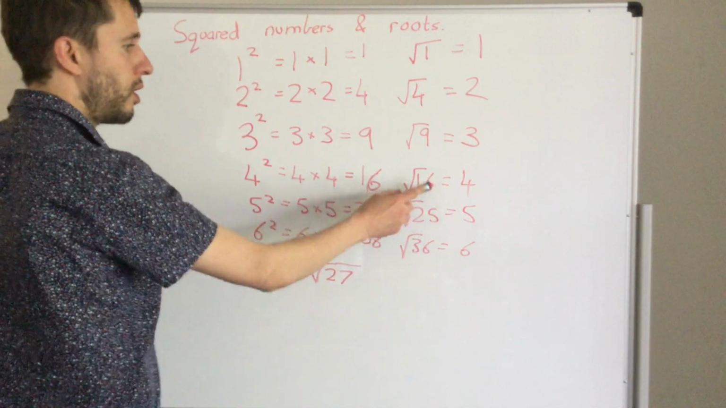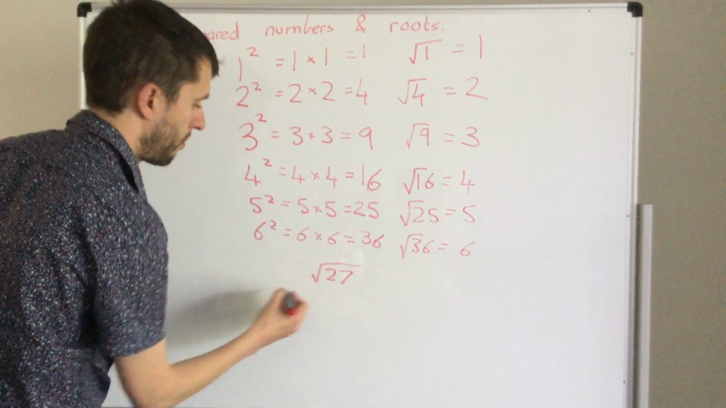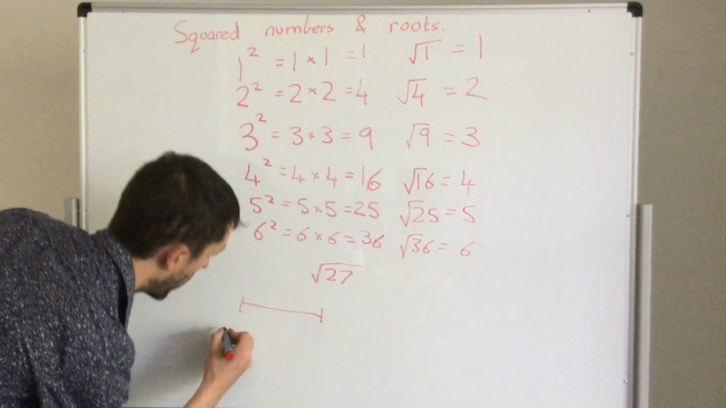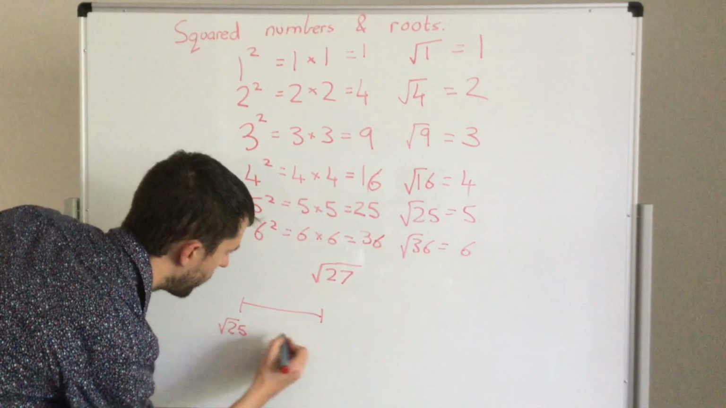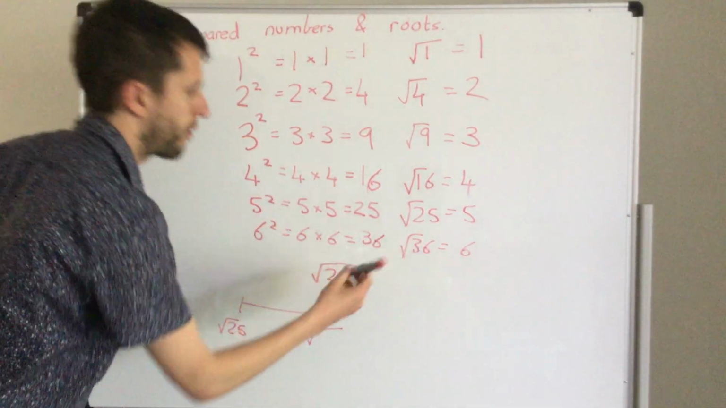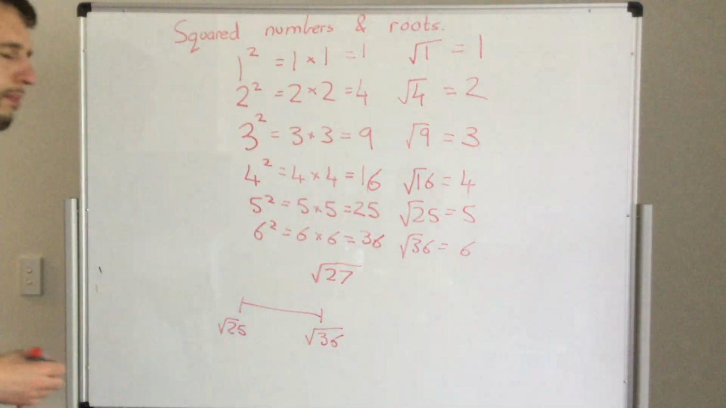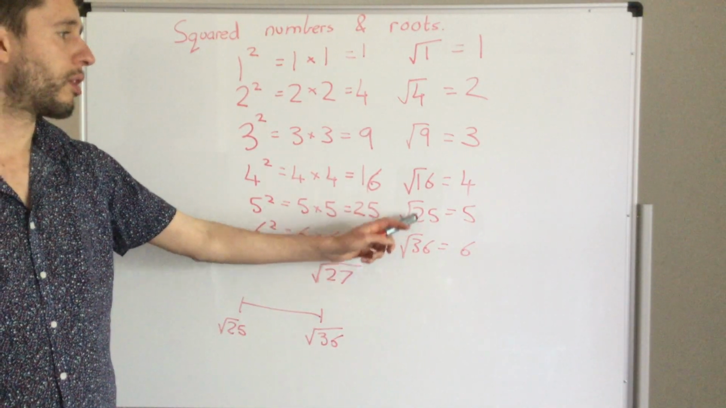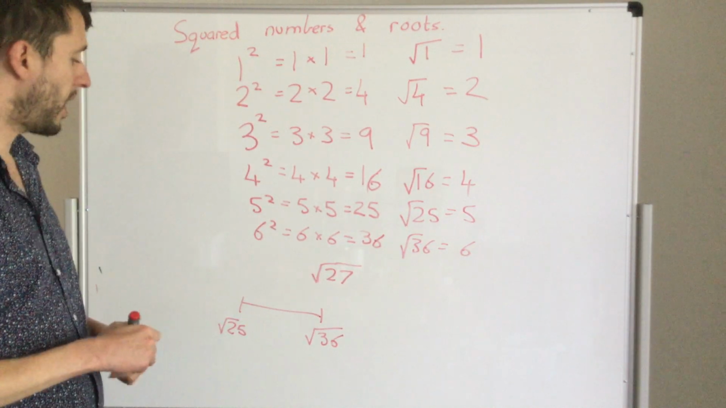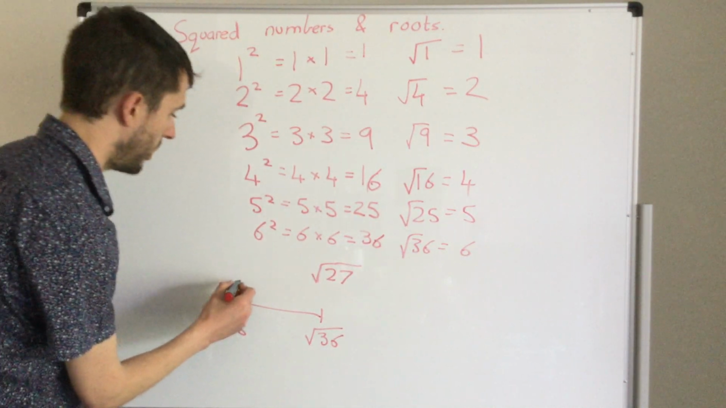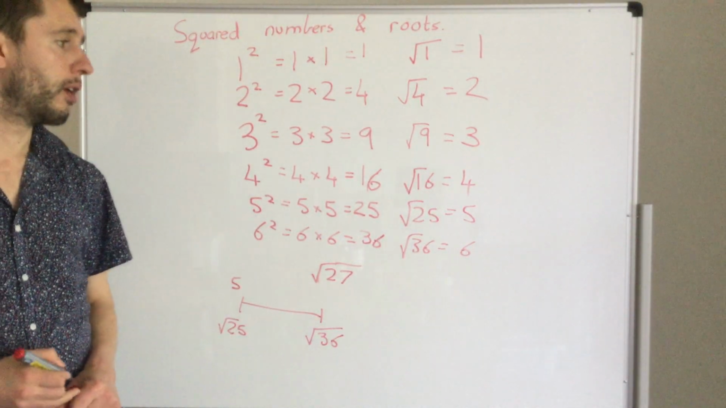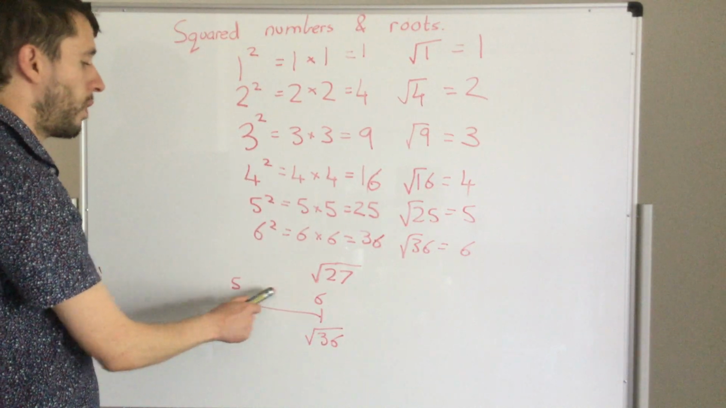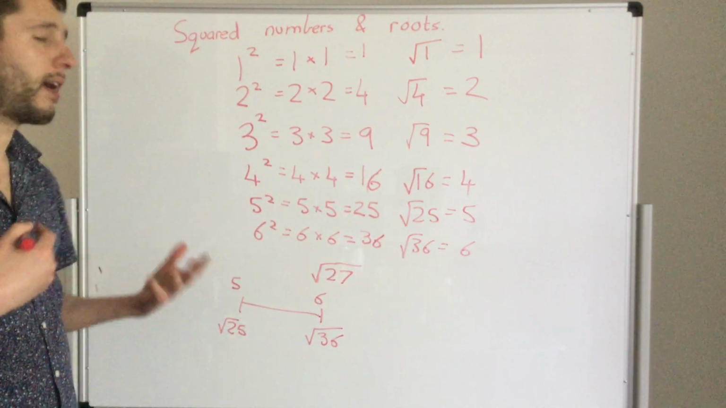I look at, okay, the square root of 25 is 5. So I know it's between the square root of 25 and the square root of 36. So when we are going to estimate what a number would be, we can also think about using what we already know. So I know the square root of 25 is 5, and I know the square root of 36 is 6. So it will be somewhere between 5 and 6. I'm estimating 5.2.